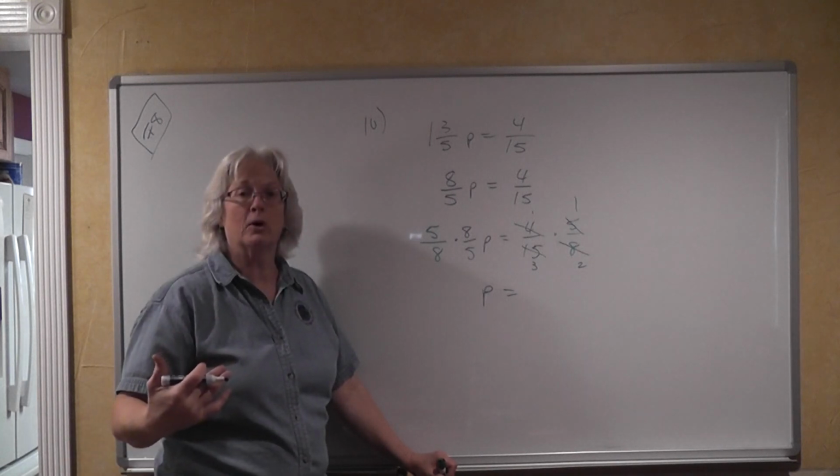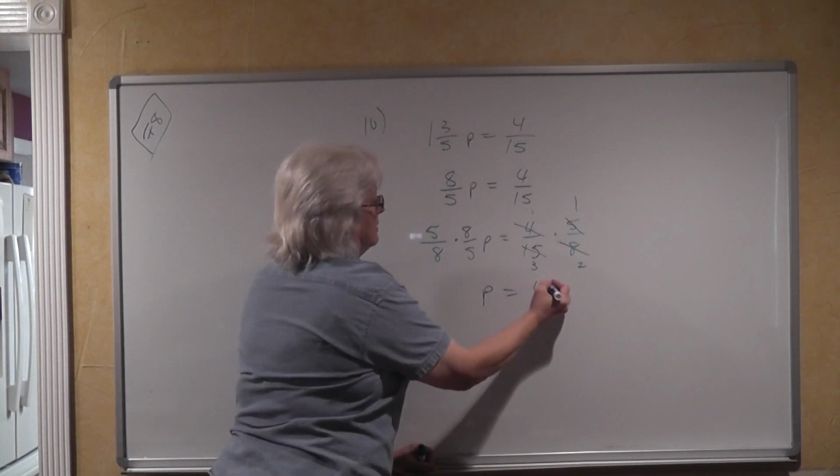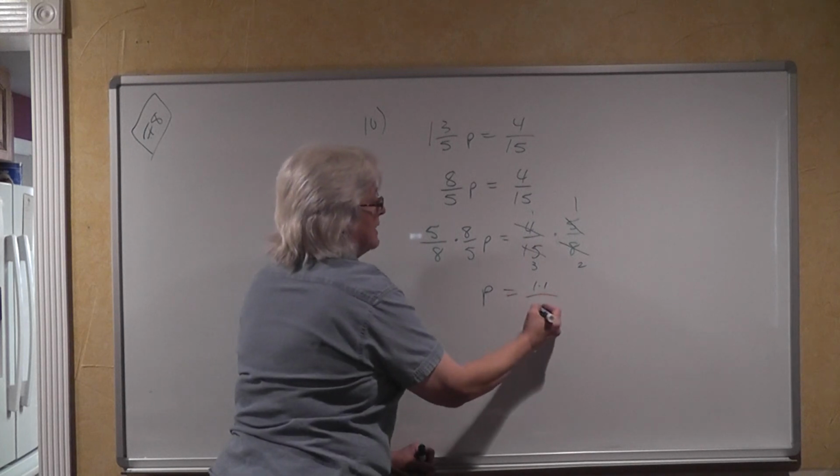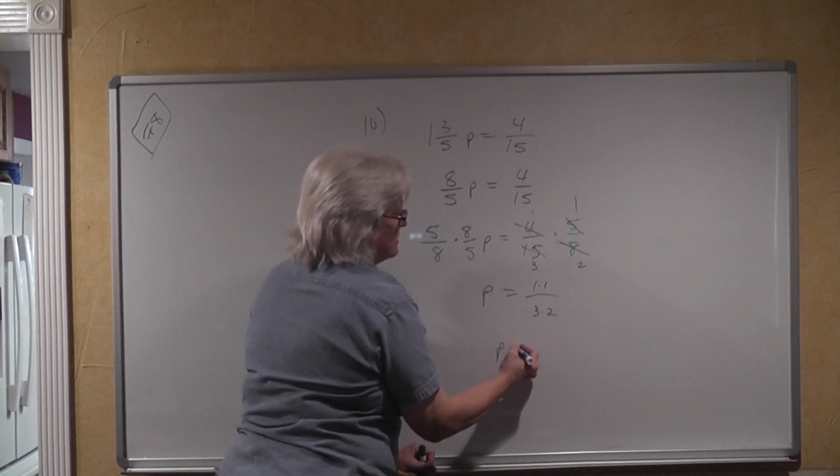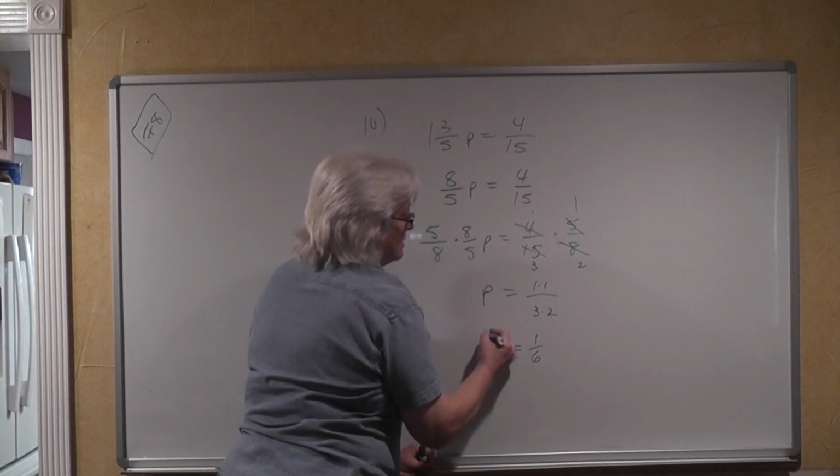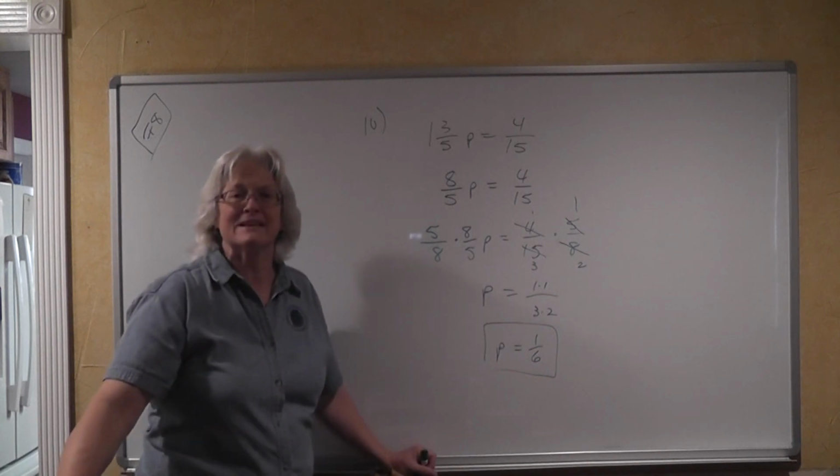Now we're going to multiply numerators. 1 times 1 divided by 3 times 2. So p is equal to 1/6.